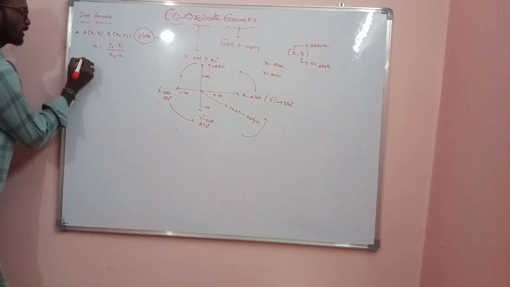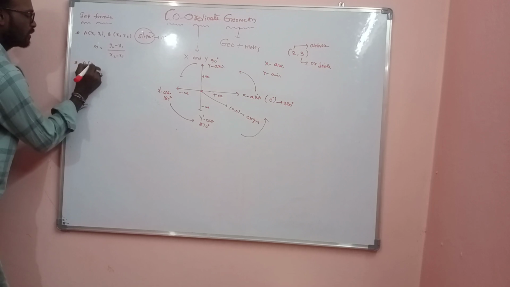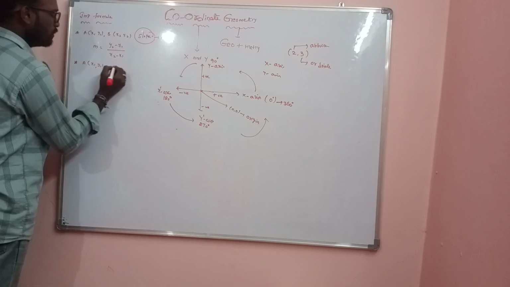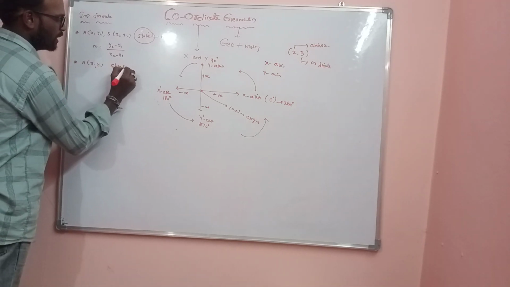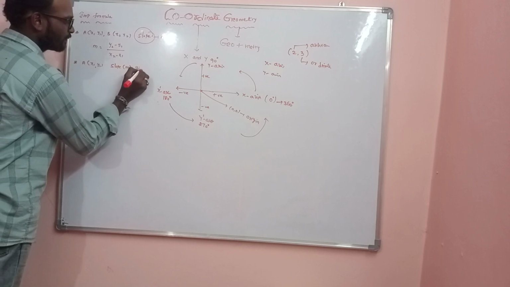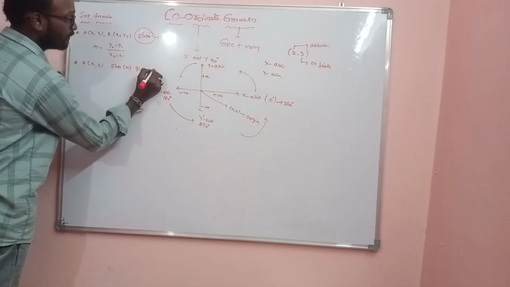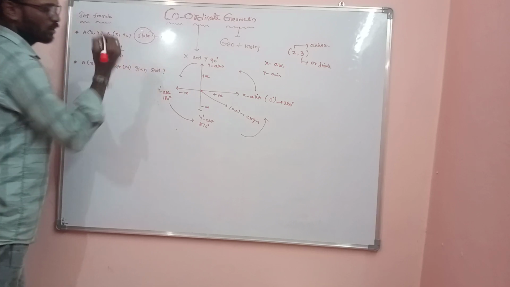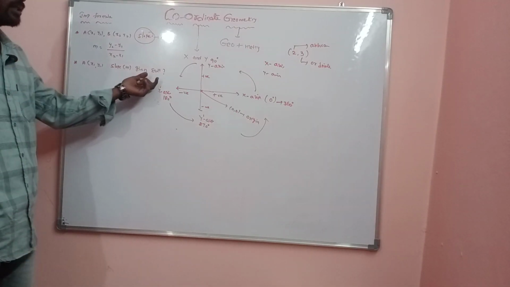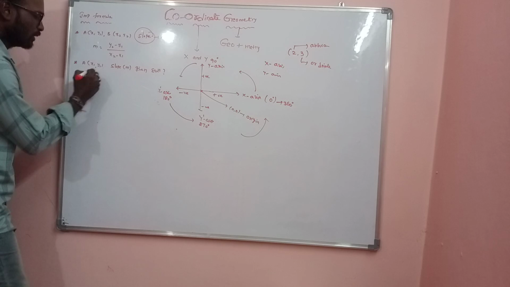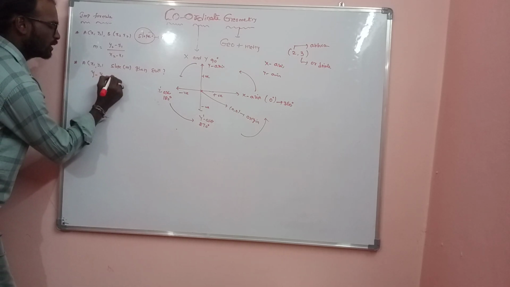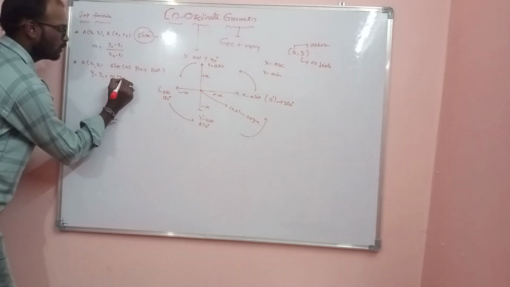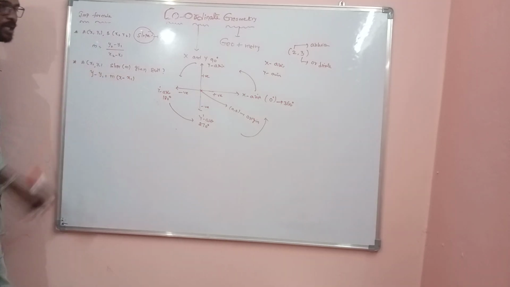Next, A is (x1, y1) and the slope is given. The slope m value is given. Then find the equation. You can use the formula y - y1 = m(x - x1).